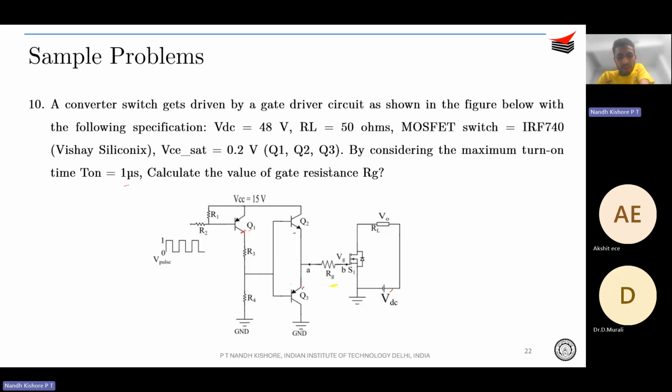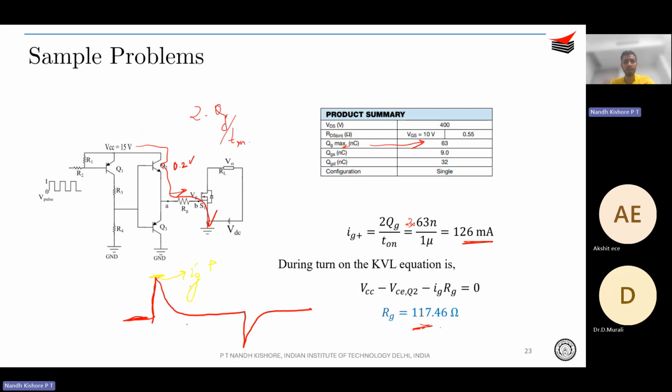So how did we compute that? Just compute what should be IG. If you know what is IG, so IG is basically 2QG by the turn on time. So you know what is IG and you apply KVL over here, so you get what is RG. Okay, simple, right? Just get the gate current and apply KVL, you get the answer.